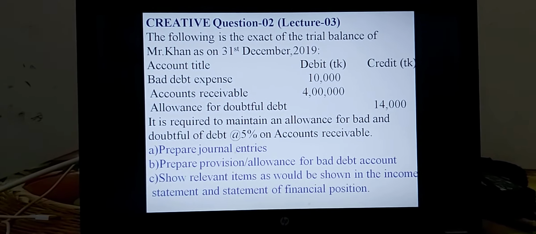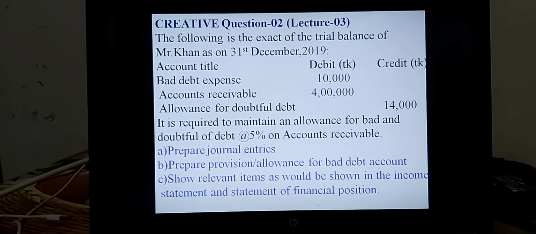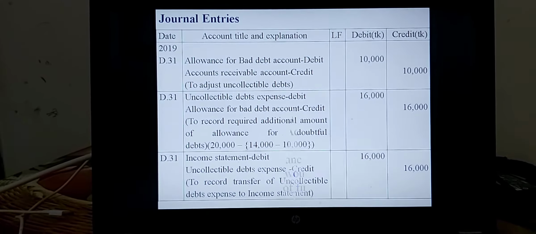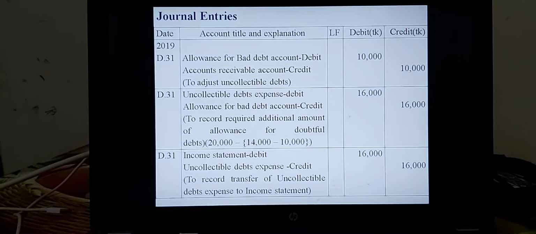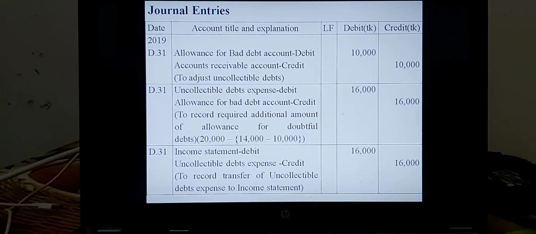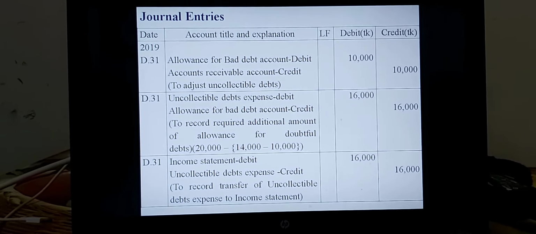I have already said the necessary information of workings for this year. Now you can go for recording the journal entries. Totally 3 journals are related in each year. So 2019 first journal is allowance for bad debt account or provision for bad debt account debit, accounts receivable credit.